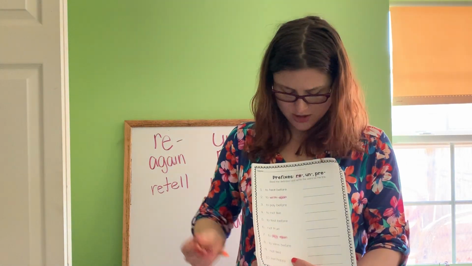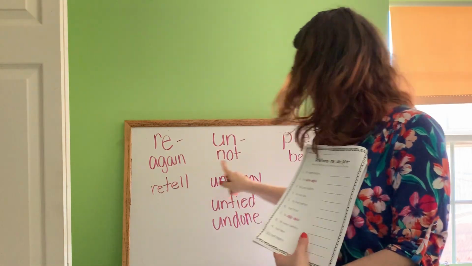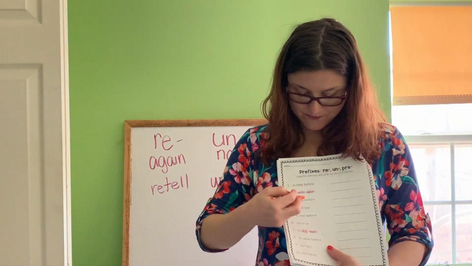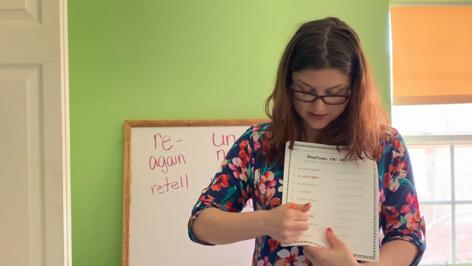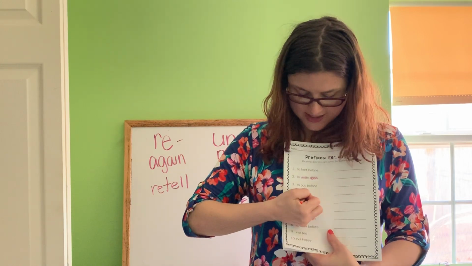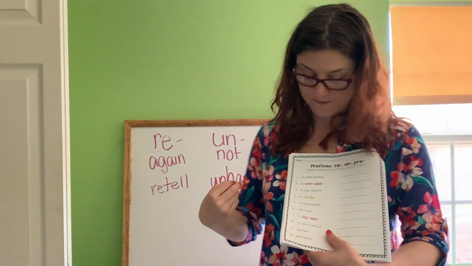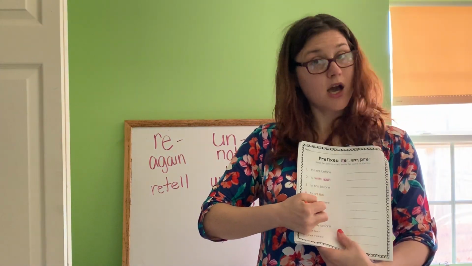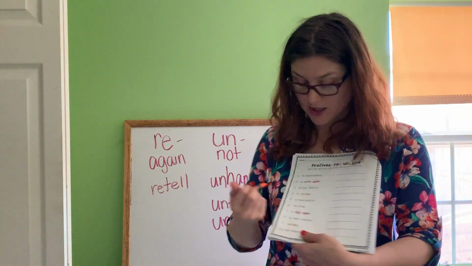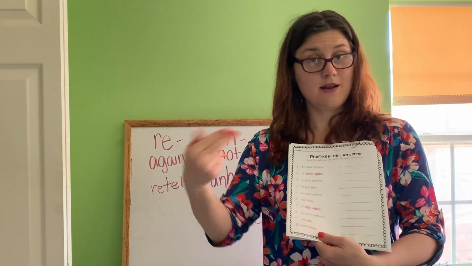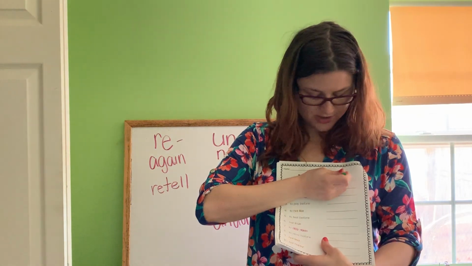Pick a different color for un. I'm going to use orange this time. And we know that un means not. So they're going to skim, and anytime they find not, they're going to highlight it with that color. And then they're going to go back and highlight their action verb. So not like, we're going to say unlike. Not true, we're going to make untrue. Not tied, untied, which I think I used here. And not happy, unhappy. And then last, third color, go through for pre.